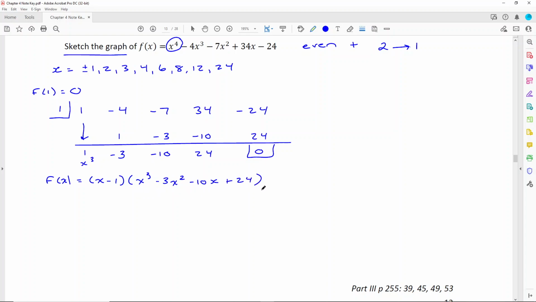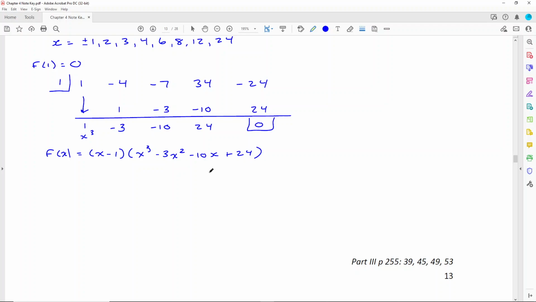Now, again, check to see if you can factor this one by grouping. I can't, so all we have to do is repeat the process. So again, I'm trying to find a number that divides evenly into 24 that is a 0 of this. So now I'm just factoring this guy. So 1's not going to work. So it can't be another 1. It can't be -1 because that's never going to add to 24.